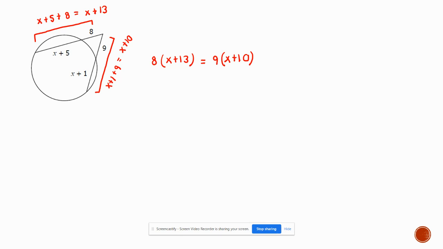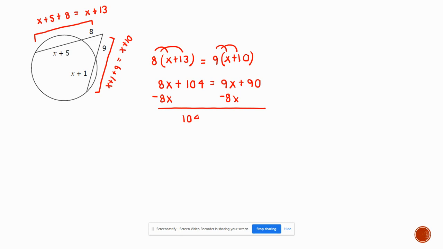All right, so once again, now that we have everything set up, all I want us to do is solve for x. So that once again involves us doing some distributing. So when I distribute, 8 times x is 8x, 8 times 13 is 104. On the other side, distributing, 9 times x is 9x, 9 times 10 is 90. To start getting x's together, I'm going to subtract 8x.